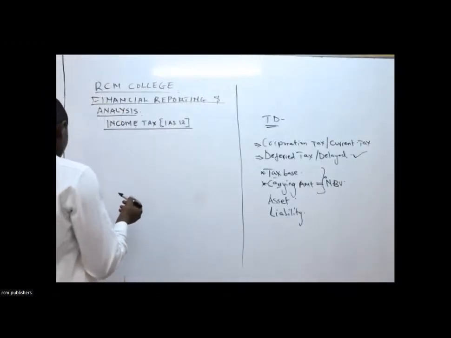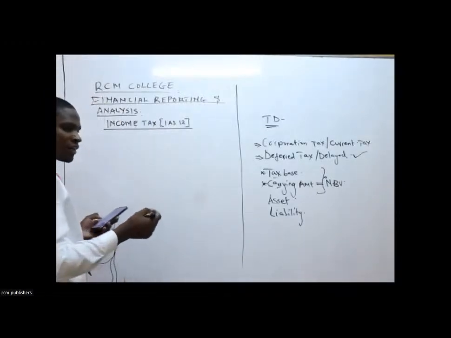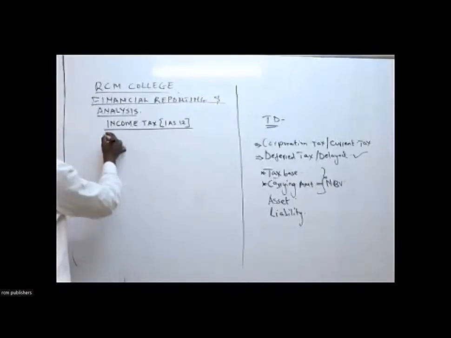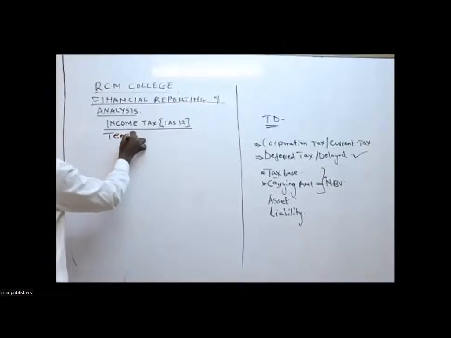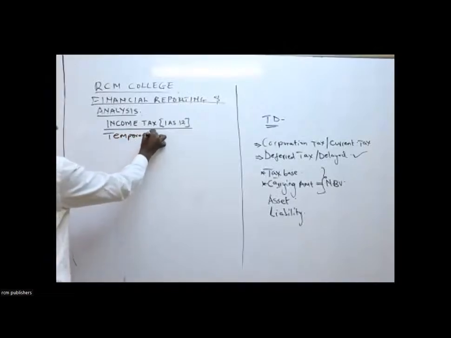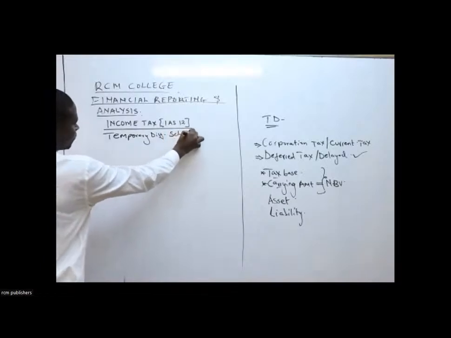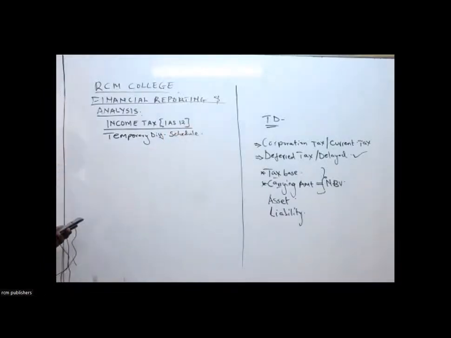So I can call it the taxable temporary difference schedule. So we can have some few columns. We can have maybe 4 columns here. The first one, of course, will be for particulars or details. So we have details.